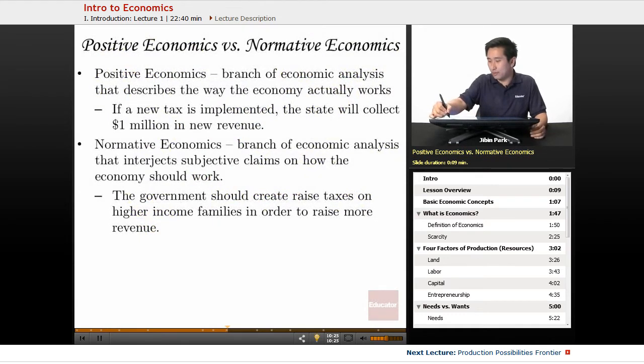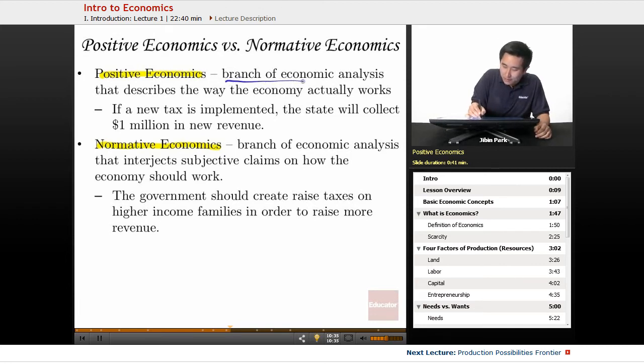Positive and normative economics. We'll go over what's the difference between positive economics and normative economics. Well, positive economics deals with the branch of economic analysis that describes the way the economy actually works. So one way to phrase a positive economic statement would be, if a new tax is implemented, the state will collect $1 million in new revenue.